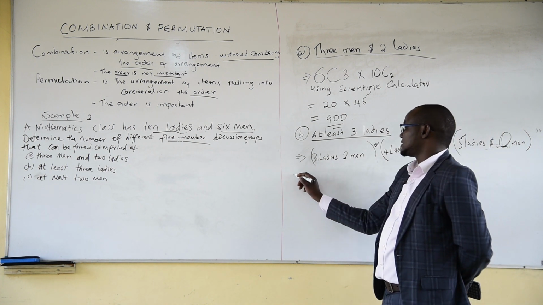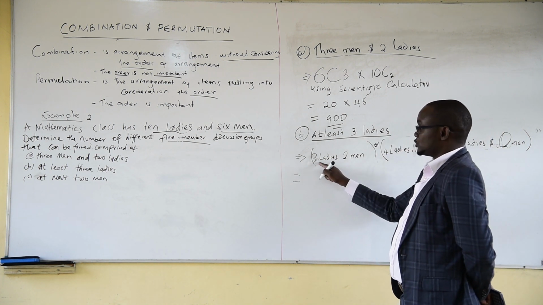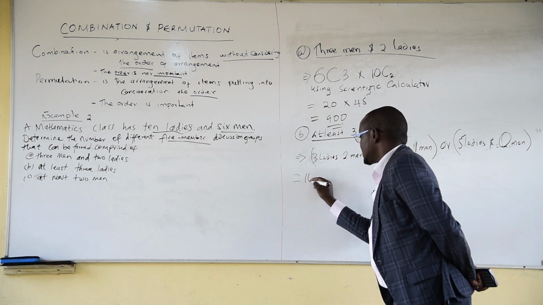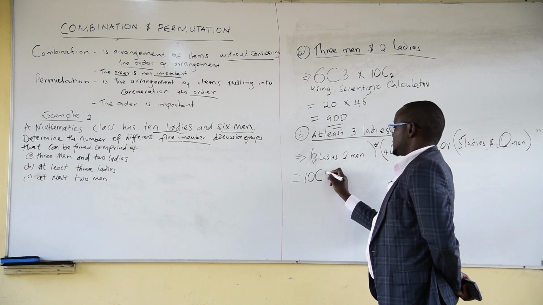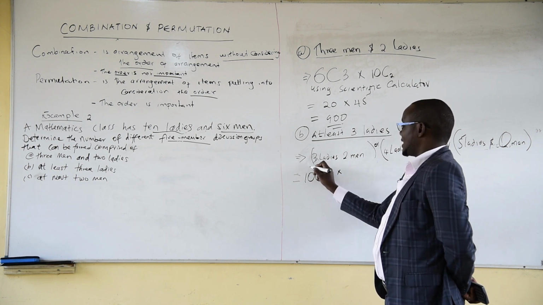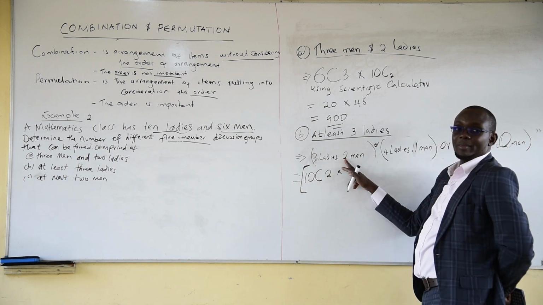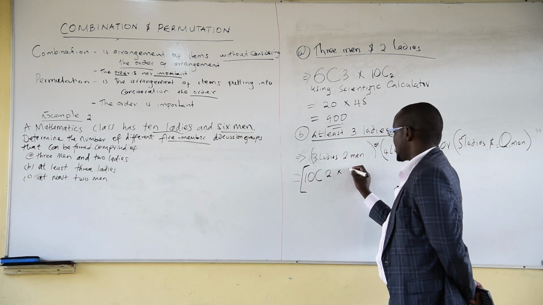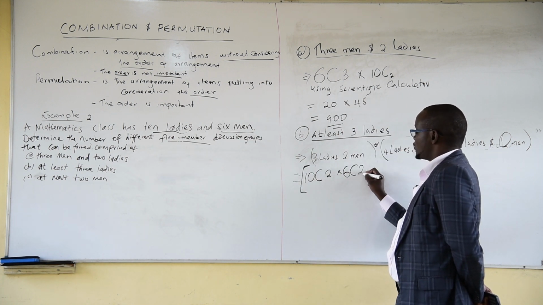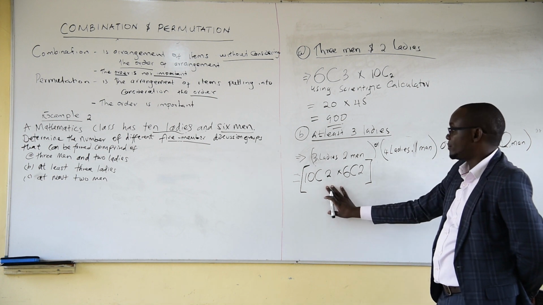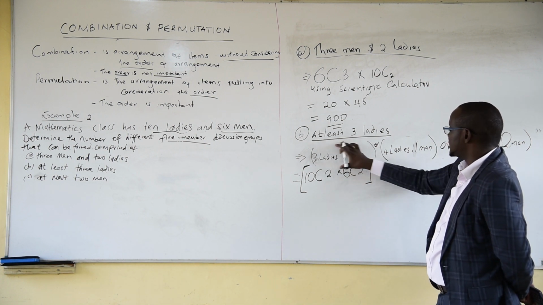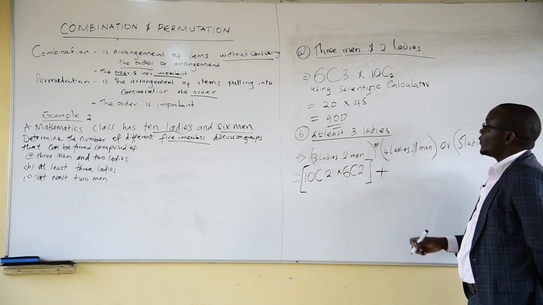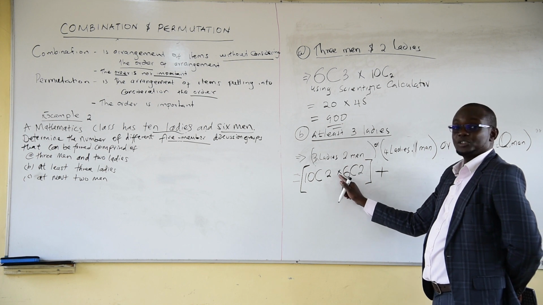So in this case, we need to choose 3 ladies from 10 ladies, as well as 2 men from a group of 6 men. So I have 6, I choose 2 men. That is my first possible combination. Where we have or, we use a plus. Where we have and, we use a multiplication.